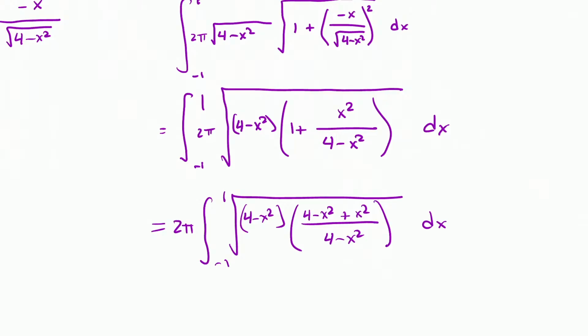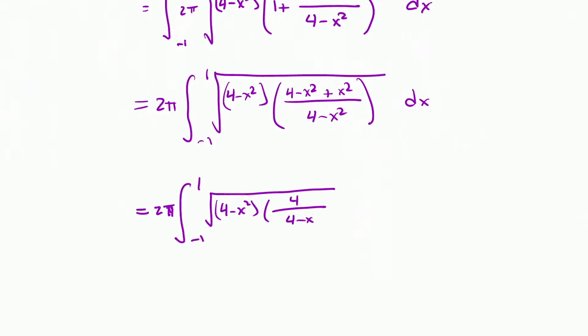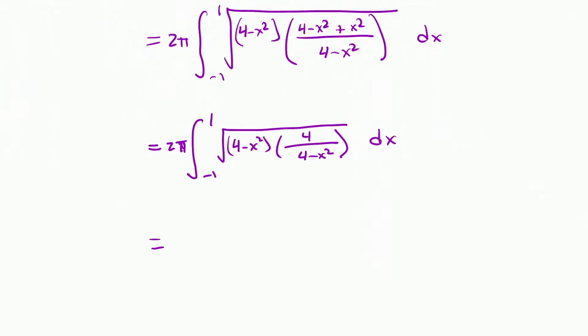So if you combine this as a single fraction, you just add the numerators, 4 minus x squared plus x squared. And some of you are probably seeing the miracle that's about to occur. But let's go ahead and do it together so that we can enjoy it. So this is going to equal 2 pi times the integral from -1 to 1 of the square root of 4 minus x squared. What am I doing? That was not the right place for that parenthesis. Times 4 over 4 minus x squared, because the x squareds cancel with one another. Oh, how beautiful is this?